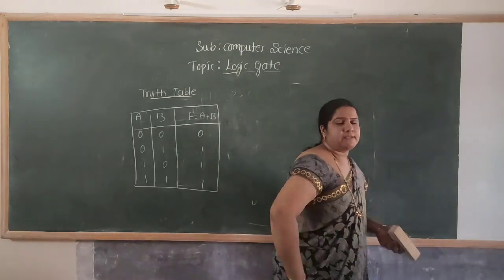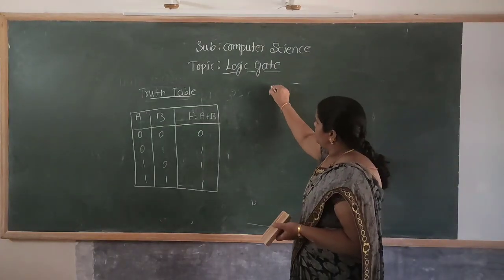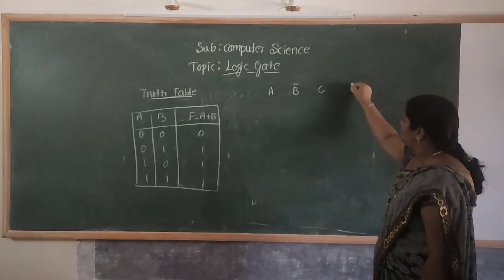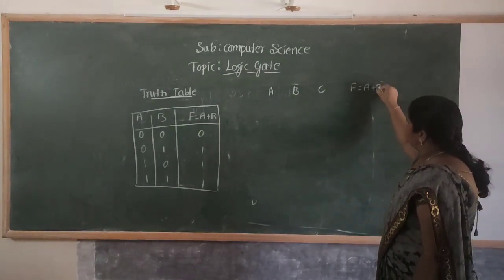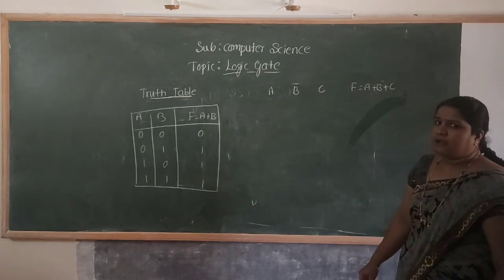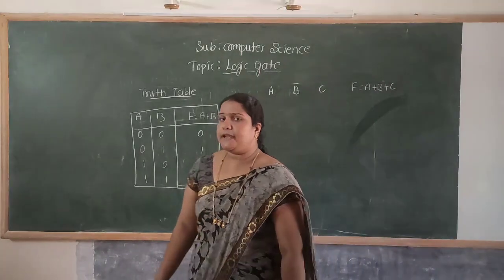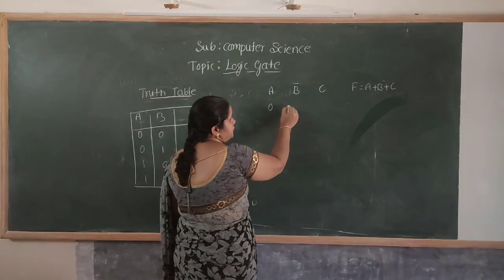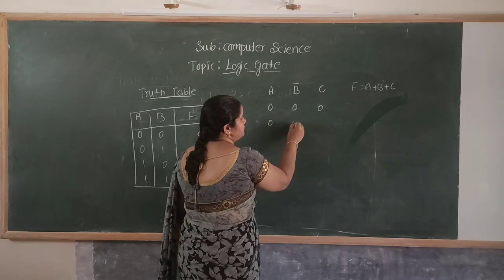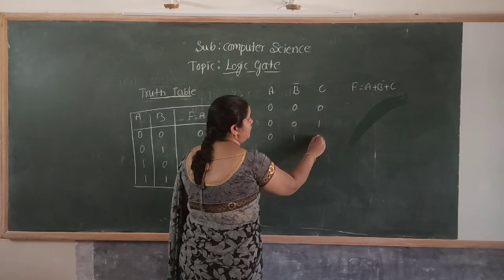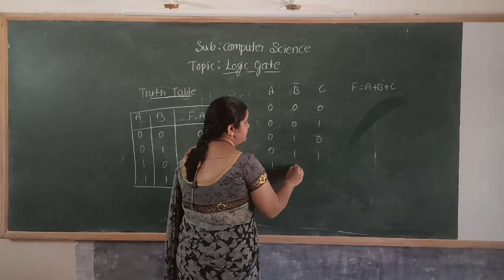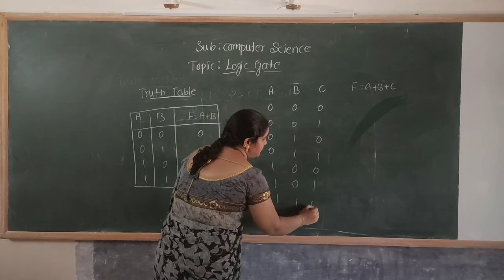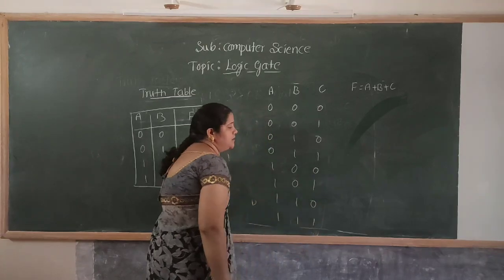Using three inputs like A, B, C, output will be F equals A plus B plus C. Again, with three inputs it will contain 8 combinations like 0, 0, 0; 0, 0, 1; 0, 1, 0; 0, 1, 1; 1, 0, 0; 1, 0, 1; 1, 1, 0; 1, 1, 1.